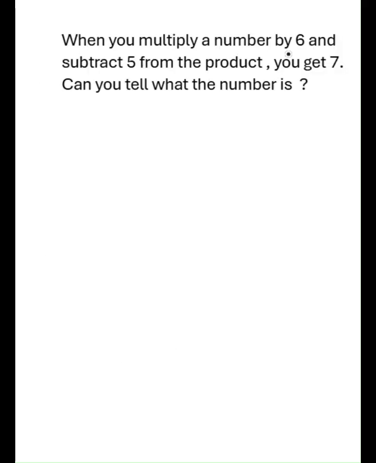When you multiply a number by 6 and subtract 5 from the product, you get 7. Can you tell what the number is? So when you multiply a number, here is some unknown number. We will keep it as x. Number is x. And if you multiply this x by 6, we will have 6x, and subtract 5 from the product. So from this we will subtract 5. Then you get 7. That means equals to 7.